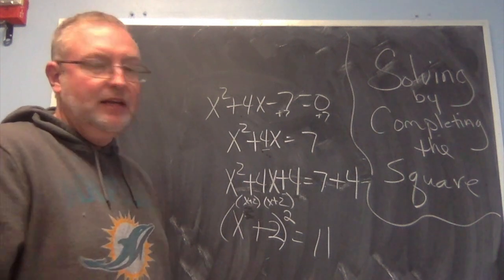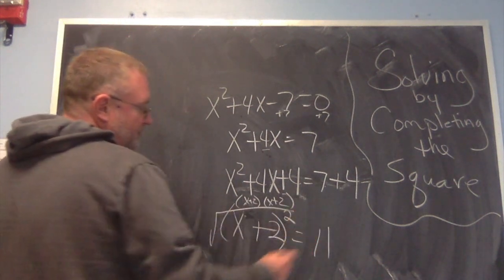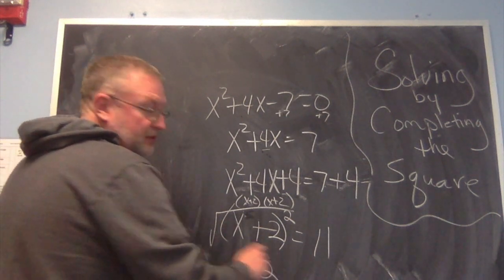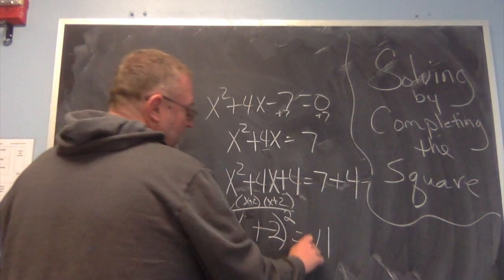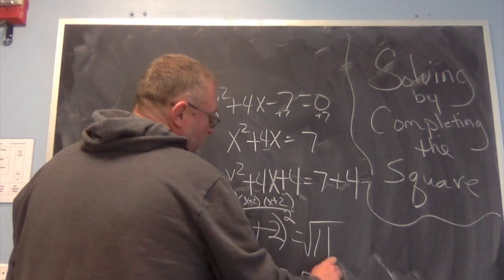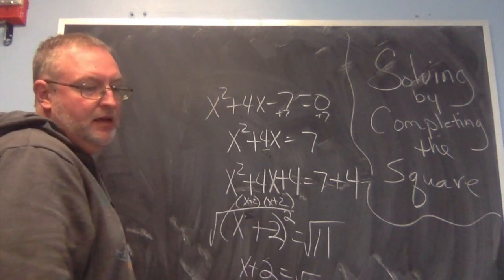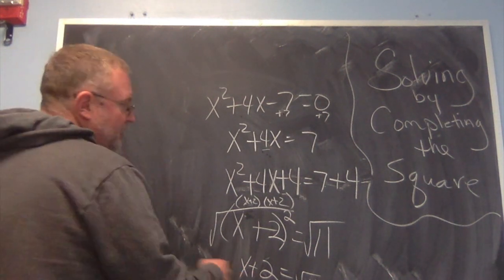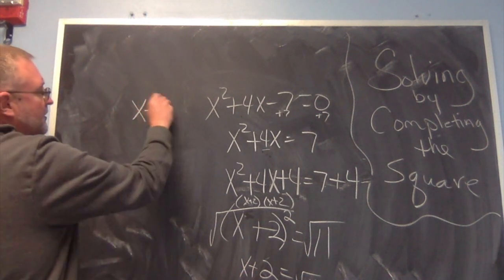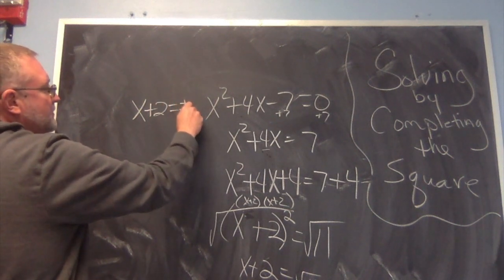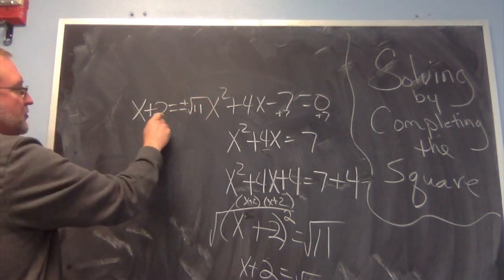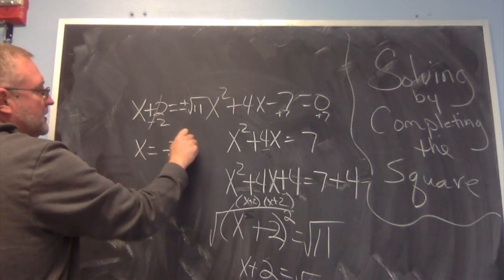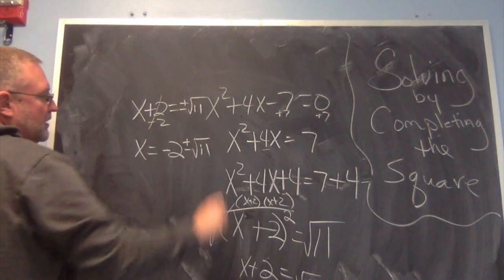Now, to solve it, I've got to find the square root of that to eliminate the square. That leaves me with just an x plus 2. But what I did there, I've got to do here. Equals the square root of 11. Now, we don't know what the square root of 11 is, but we do know it's going to have a positive and negative. So to finish this question, I have x plus 2 equals the positive negative square root of 11. I subtract 2. X equals negative 2, positive negative square root of 11.